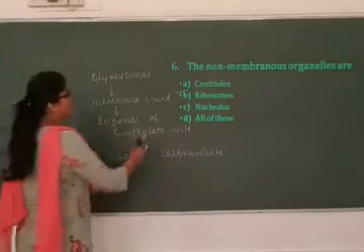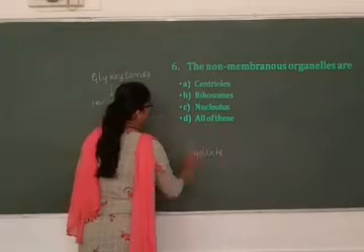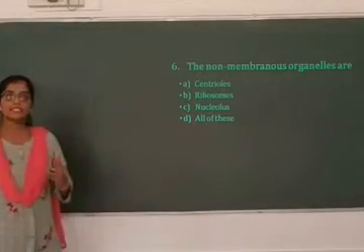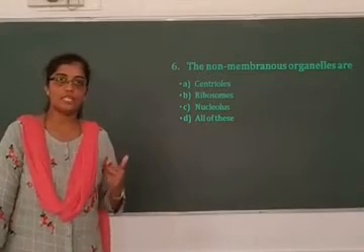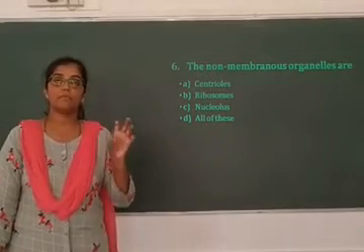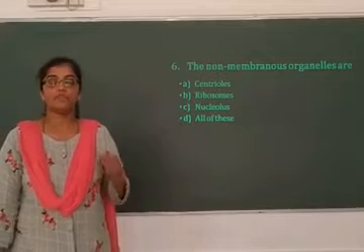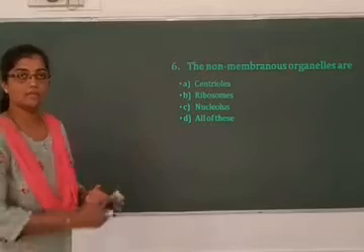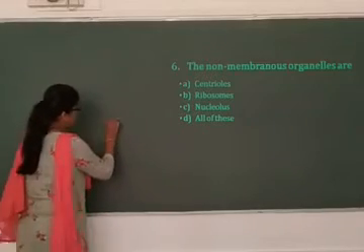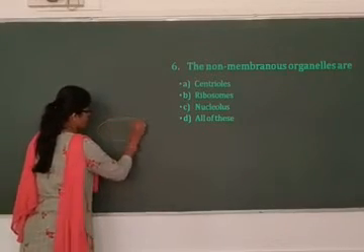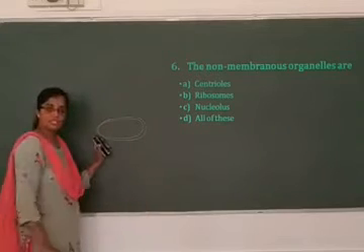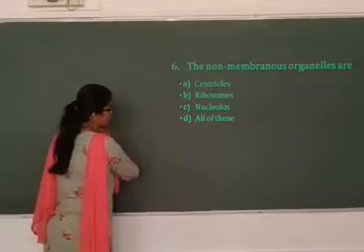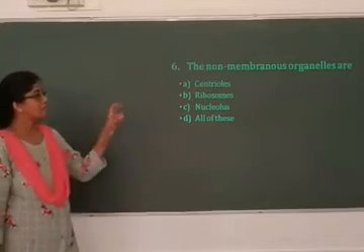The non-membranous organelles are, and you have options. Usually, the characteristic feature of all eukaryotic cells is that they have membrane-bound organelles in them, which is called biomembrane. Say for example, the mitochondria is a double membrane bound structure. Like this, you have two membranes that we call unit membrane or biomembrane. So here the question is, which of the following is a non-membranous organelle?